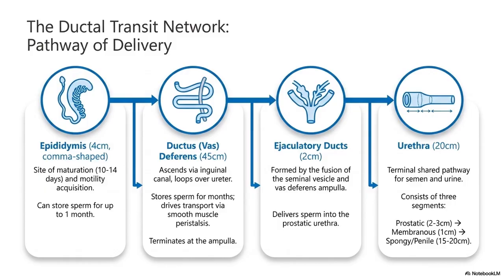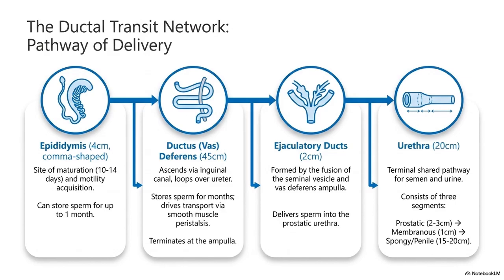Then the last duct is the urethra, which is a 20 cm long tube. It acts as a terminal shared pathway for semen and urine in males. It consists of three parts: the prostatic urethra, membranous urethra, and spongy or penile urethra. They are so named based on the area that they go through along their entire length. The prostatic urethra is about 2 to 3 cm long and passes through the prostatic gland. Then the membranous urethra passes through the perineum, and the spongy or penile urethra passes through the penis.